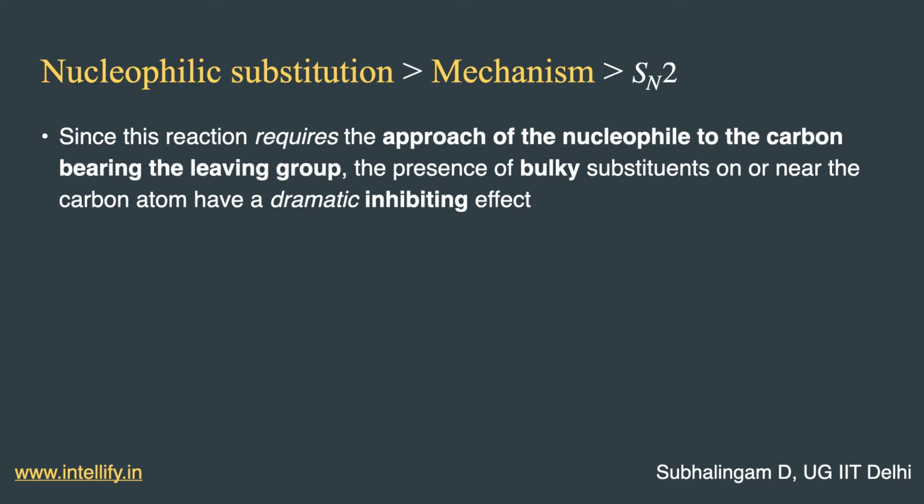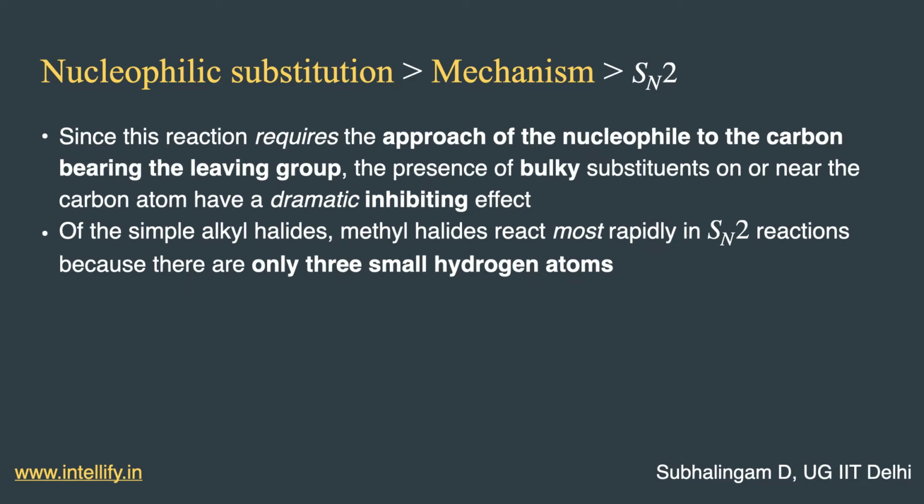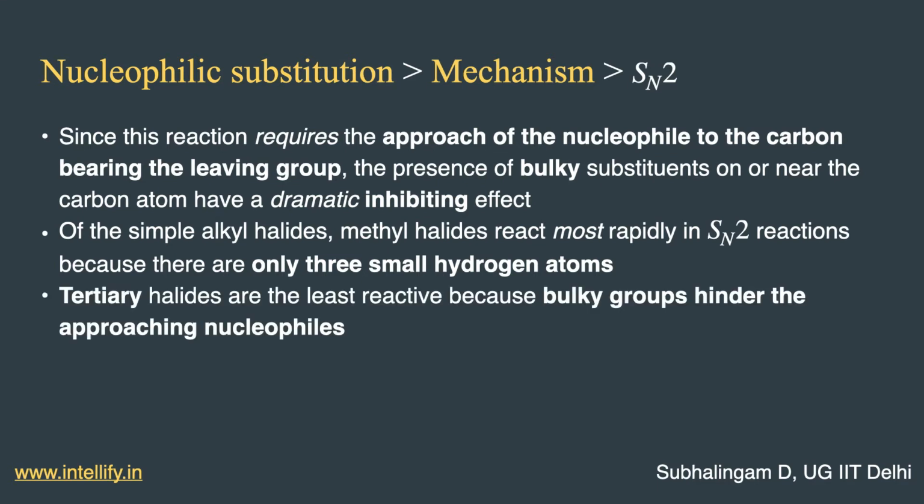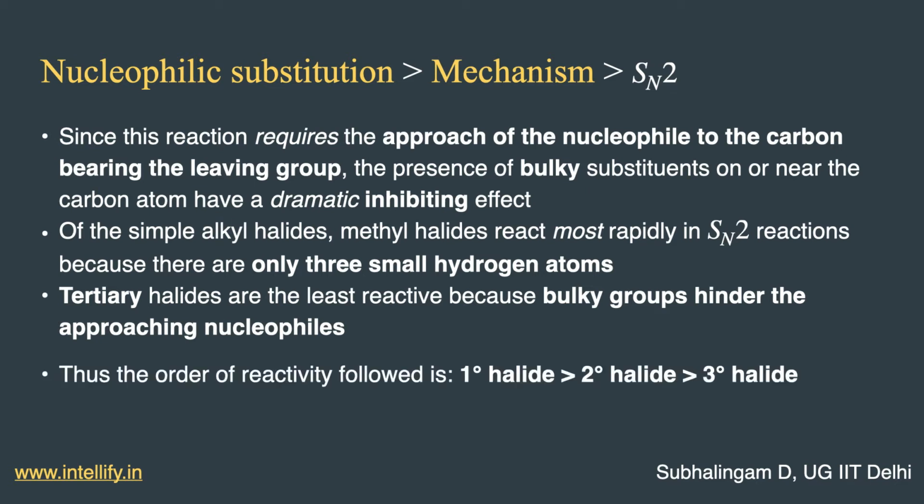Since this reaction requires approach of a nucleophile to the carbon bearing the leaving group, the presence of bulky substituents on or near the carbon atom has a dramatic inhibiting effect. Of the simple alkyl halides, methyl halides react most rapidly in SN2 reactions because there are only 3 small hydrogen atoms. And as you might have guessed, tertiary halides are the least reactive because of the bulky groups that hinder the approach of nucleophiles. Thus, the order of reactivity followed is primary halide first, then secondary halide, and the least reactive, the tertiary halides.